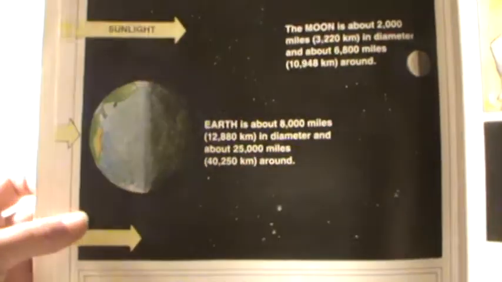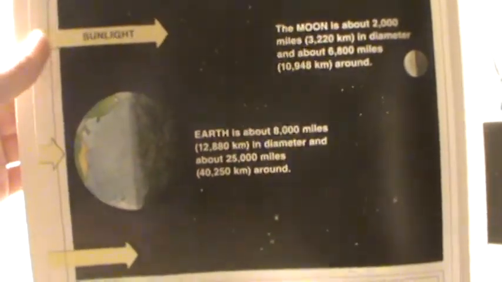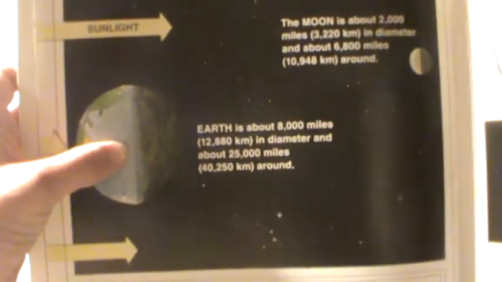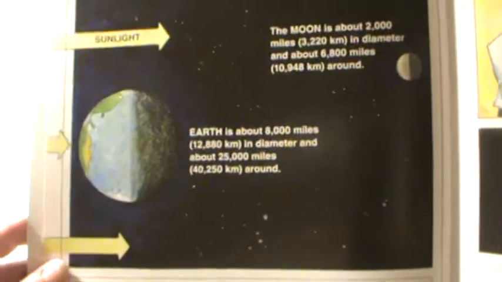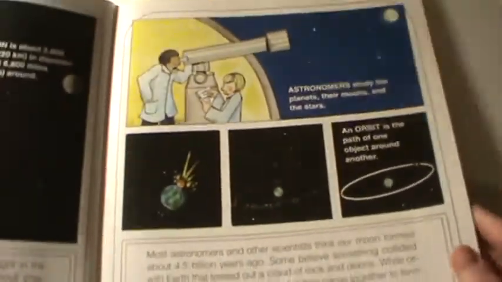So notice all the pictures are showing you where the sunlight is coming from and showing you what part of the Earth and the moon would be illuminated because of that sunlight.